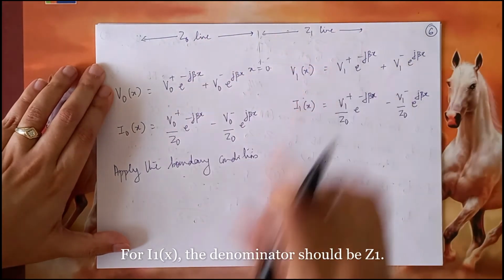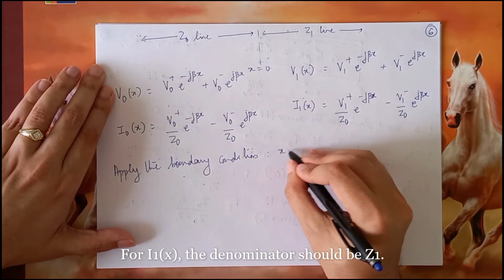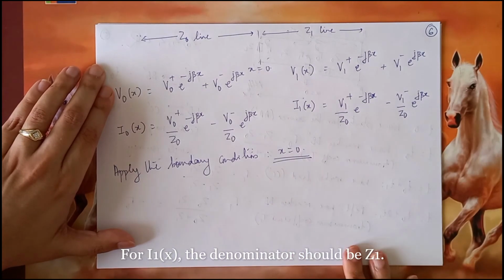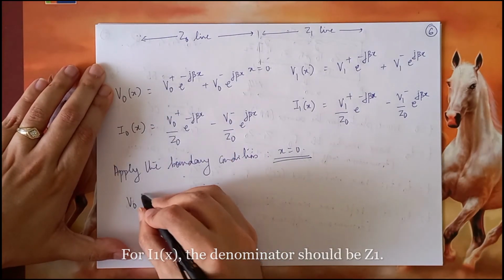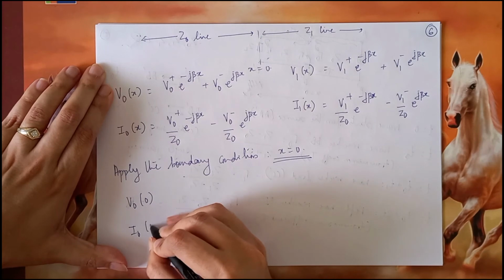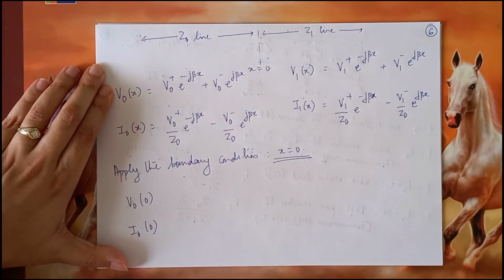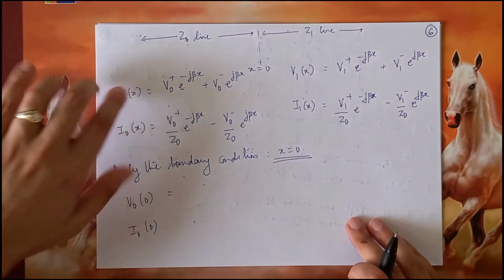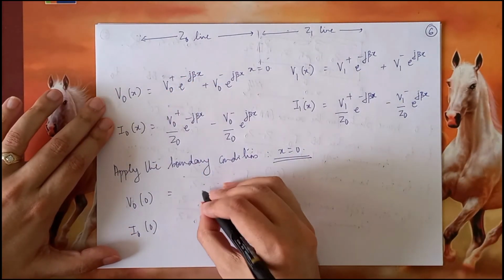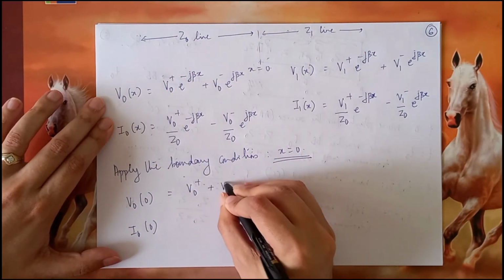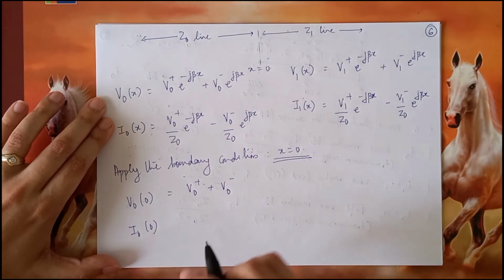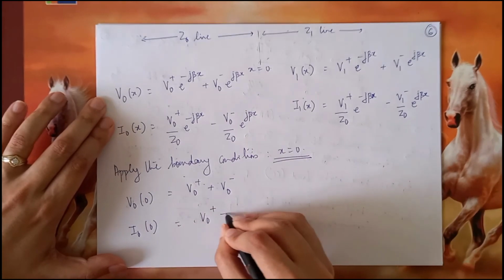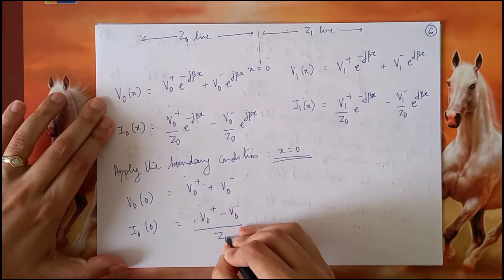That is the boundary between Z0 and Z1. What is that? That is x equal to 0. So in that case, what will be V0 of 0 and I0 of 0? V0 of 0 will be obtained when we put x as 0. That is V0 plus V0 minus. And I0 of 0 will be V0 plus minus V0 minus divided by Z0.